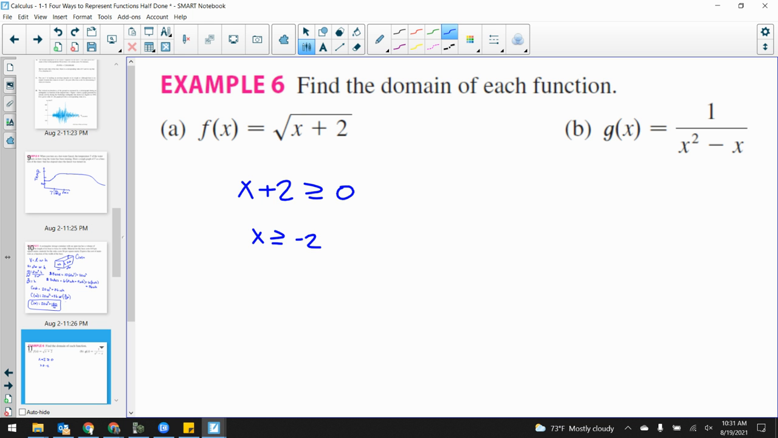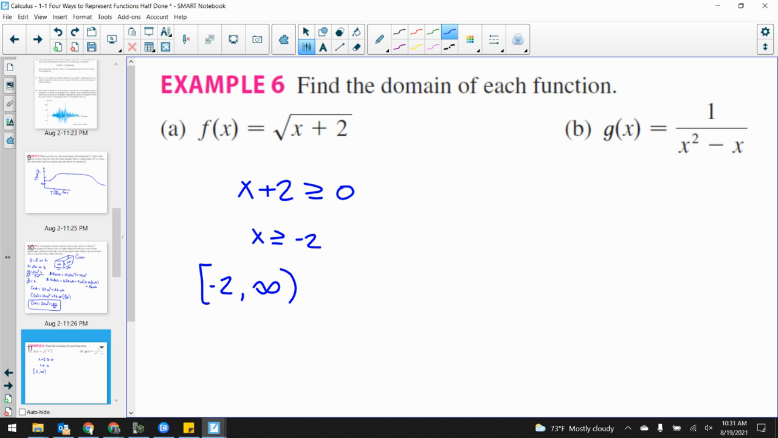Now, how do we write that in terms of interval notation? Well, we say bracket negative 2 to infinity. Inclusive on negative 2, going up and beyond, greater than or equal to negative 2, so up to infinity.